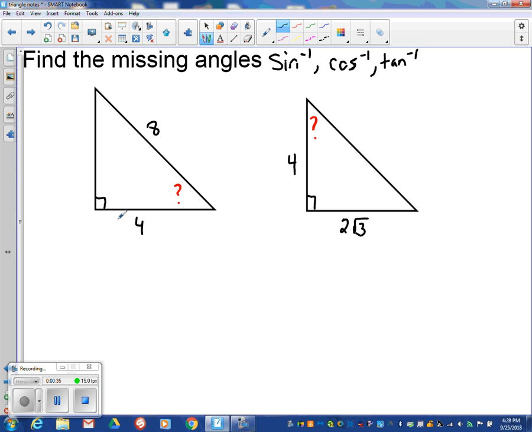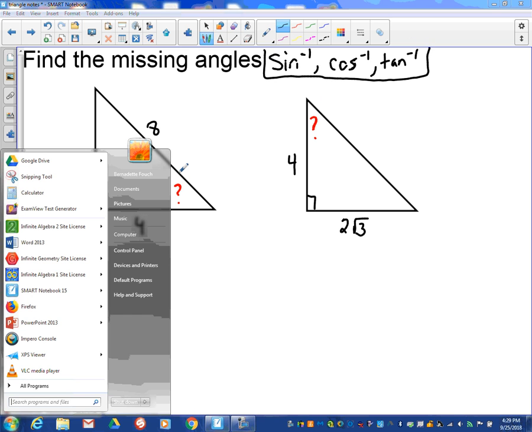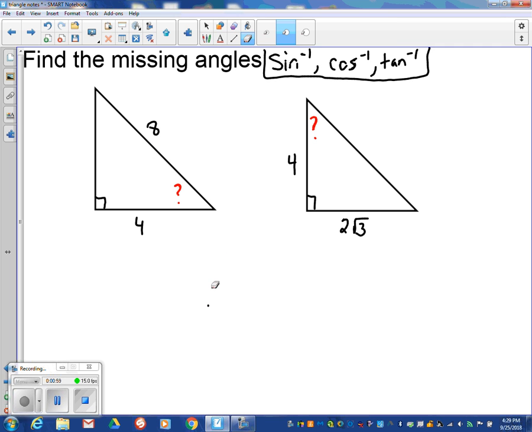Which means that you're going to press your shift button, and the shift button is going to take you to these inverse functions, or your second button. Okay, so what you need to do first is mark your angle like we normally do, and they're going to give us a question mark for which one we're looking for.